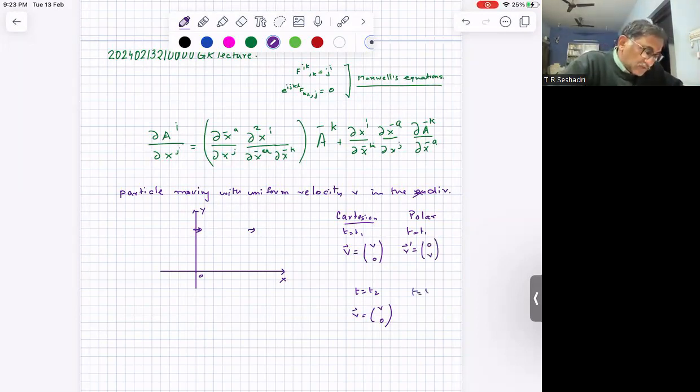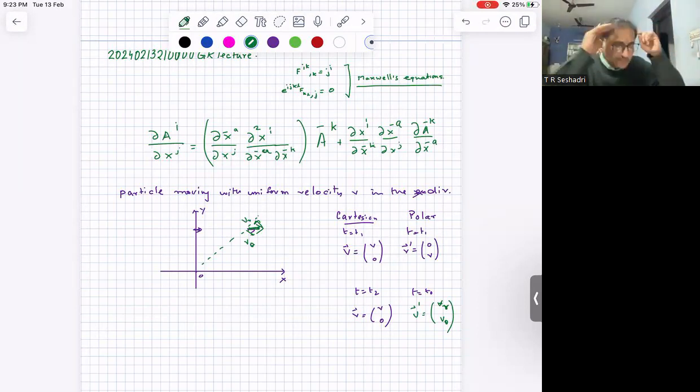But at t equal to t2, if you look at it, this direction is Vr and this direction is V theta. You will have V equal to some Vr, V theta. This you remember I mentioned last time. So what is it that you are seeing? You're seeing something funny happening.